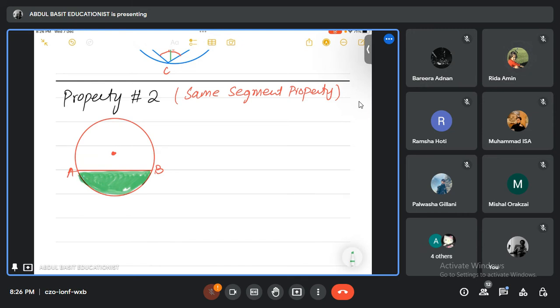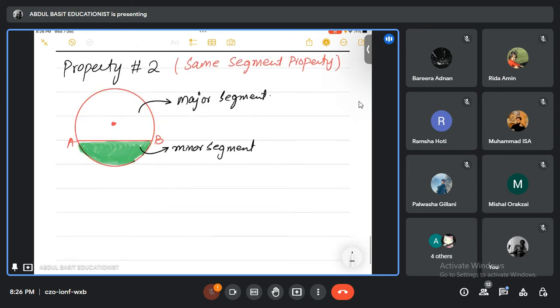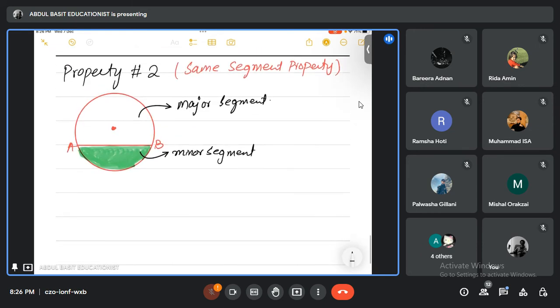Yes, sir. Okay. And the upper portion would be what? It would be major segment. Do you agree? It's the minor segment, and the upper portion would be the major segment. Okay. So we should understand these things before going towards the property.